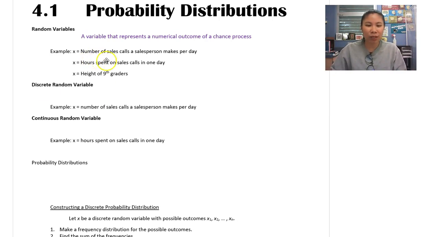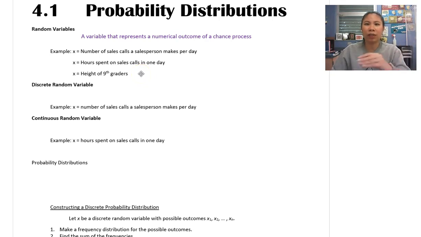So other examples we could use are like, so it's a variable. So we usually say like x equals whatever, and we can use any letter really. But if we said x equals the number of sales calls a salesperson makes per day, then all the different outcomes could be like the salesperson makes 1 phone call a day, 2 phone calls a day, 3, 4, 10, 20, and so on. Or another example of a random variable would be the hours spent on sales calls in one day. So now we're talking about how many hours. So does he spend like 0.5 hours, 1.8 hours on sales calls, whatever.